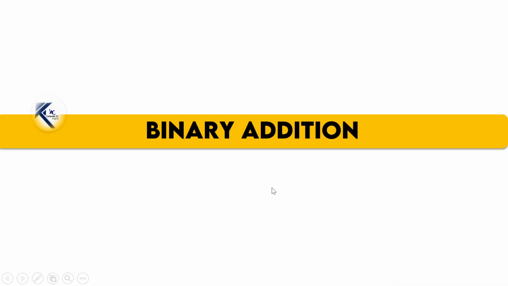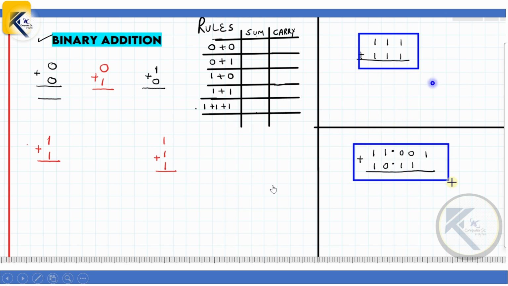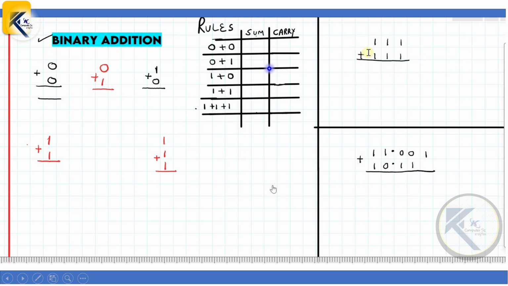Binary addition. Here we are given two examples of binary numbers and we have to add them. So we must be familiar with the method of binary addition. Now, what are the rules for binary addition? This addition process is very similar to decimal addition.